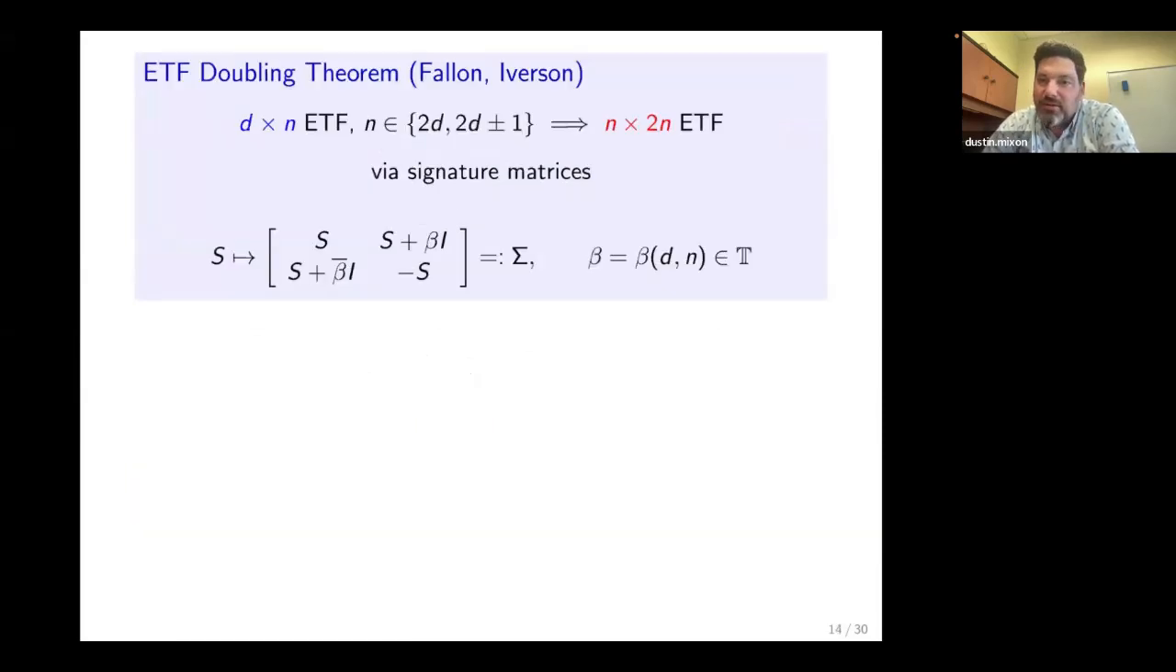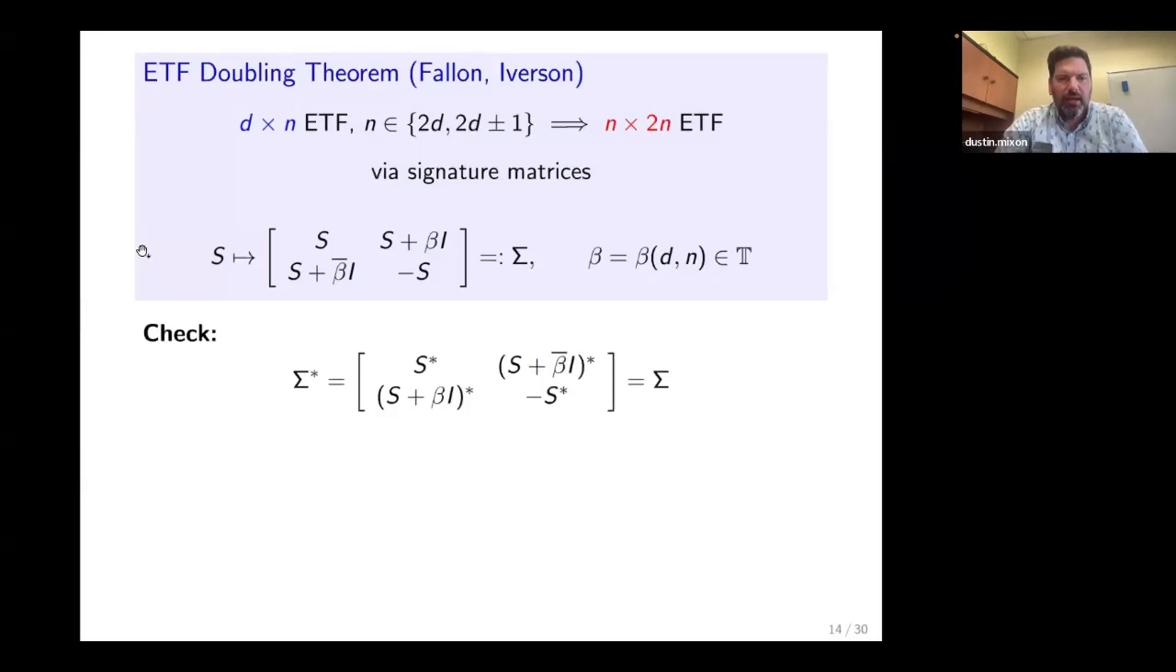And it turns out the answer is yes. So not just for ETFs for which n equals 2d, if it's 2d plus or minus 1, it turns out you can still do this move. If you started with a d by n ETF, you'll end up with an n by 2n ETF. Okay, you're doing this modification to the signature matrix to make it go. And instead of multiplying by i, you're multiplying by some other complex number of unit modulus that's determined by d and n, the parameters here.